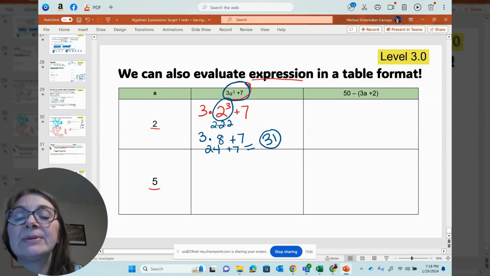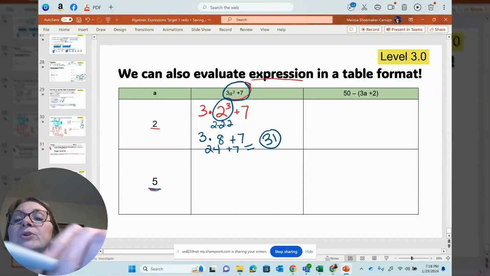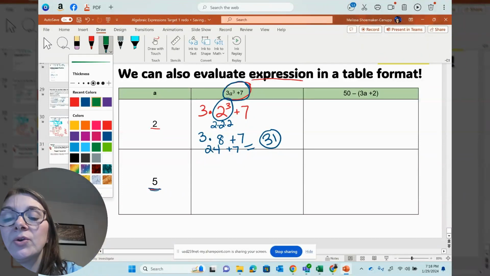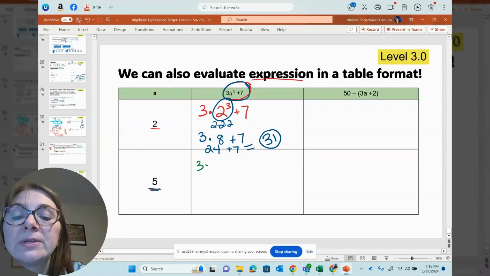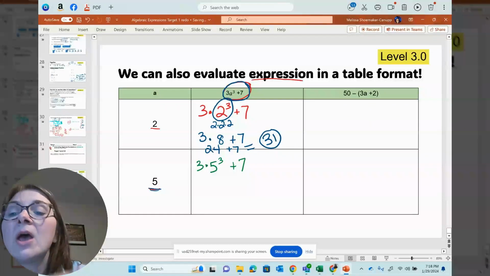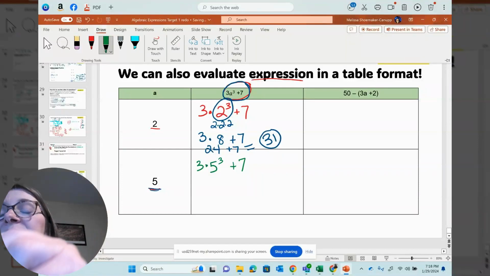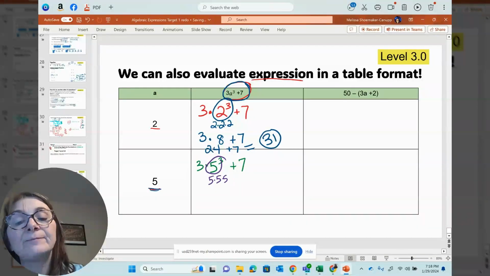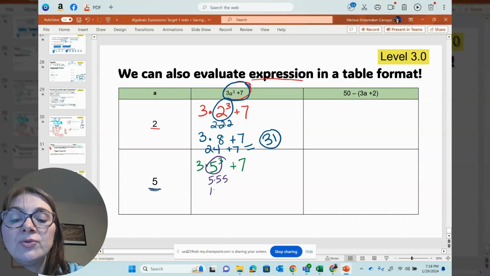I'm going to use that same expression and come down to the second box, but this time I am going to put 5 in. Okay, let's go to green here. So 3 times 5 to the 3rd plus 7. We have to take care of the exponents first. That's the rule. 5 to the 3rd is 5 times 5 times 5. 5 times 5 is 25. 25 times 5 is 125.